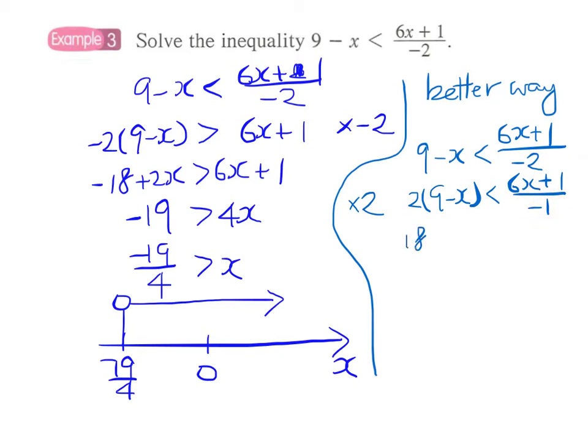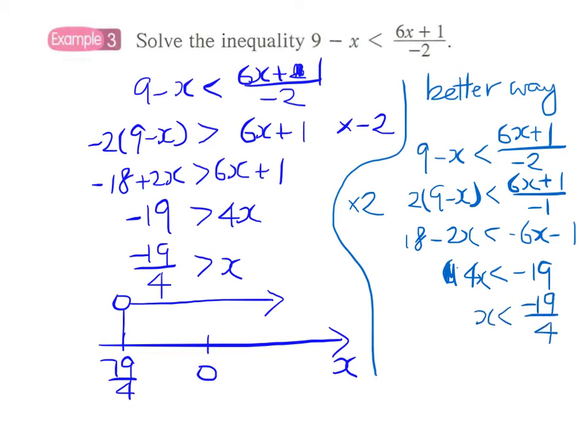And we can continue to simplify both sides. Since 6x divided by minus 1 is minus 6x, and plus 1 divided by minus 1 is minus 1. And now we can move minus 6x to the left-hand side, so that this will be plus 4x. And then on the right side, we have minus 19. Therefore, again, x is less than minus 19 over 4.